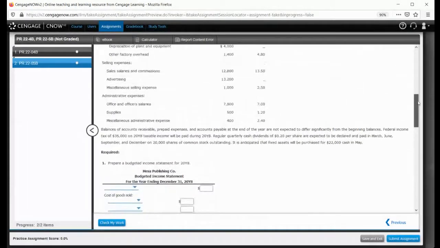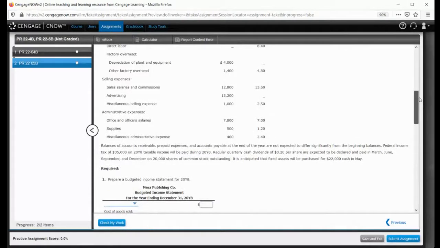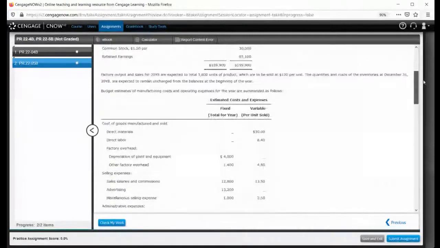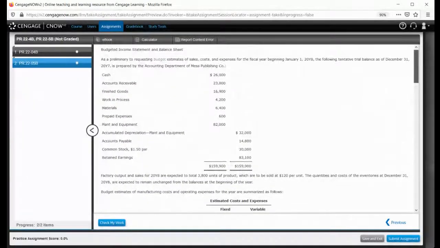We're going to start with our budgeted income statement. And this is a multi-step income statement that you'll be preparing. And it is a budget, so these are projected figures that the company is going to be working with. And from your sales budget, you would get the sales information. But in this particular problem, they didn't ask you to prepare a sales budget.